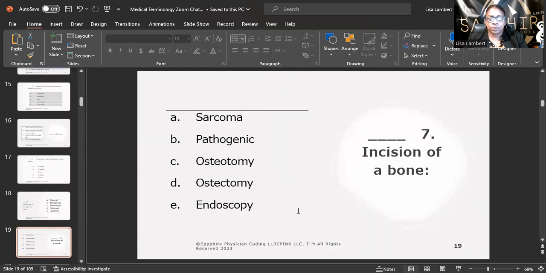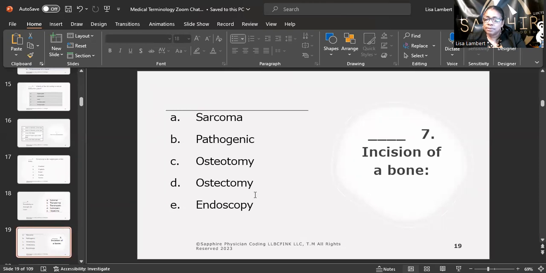Incision of a bone. Okay? Your answer goes here. Your test will look different. I just put this here. Just keep in mind, see how they're talking about bone? Sarcoma. Pathogenic. Osteotomy. Ectomy is cut. This one is cut open. Okay? Otomy, ectomy, endoscopy.